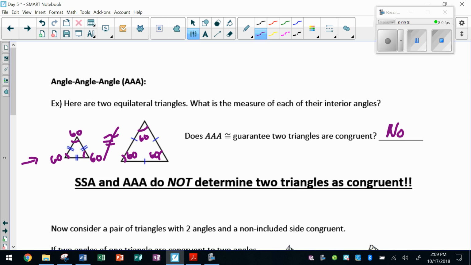So keep this in mind. Side, side, angle and angle, angle, angle do not determine that 2 triangles are congruent. I call this donkey theorem because you know why, right? Angle, side, side, or side, side, angle. Do not get trapped or caught using donkey theorem. It doesn't work as we saw on the previous page.